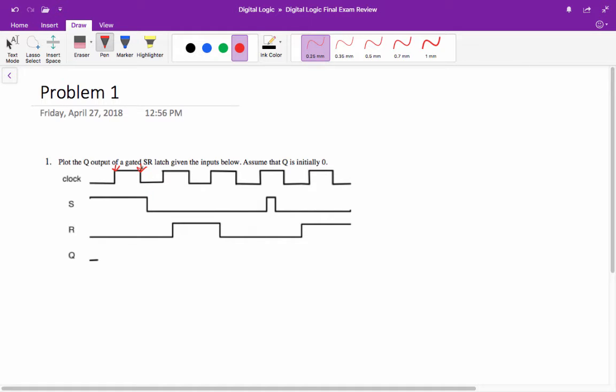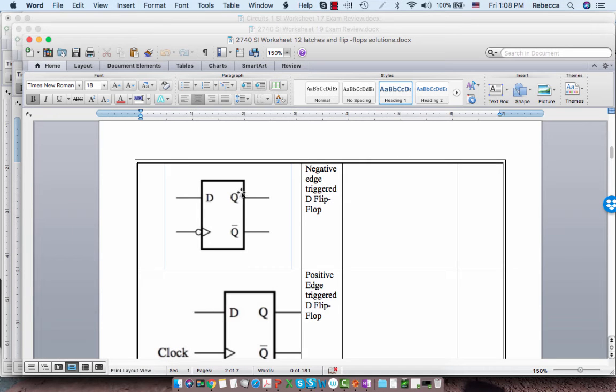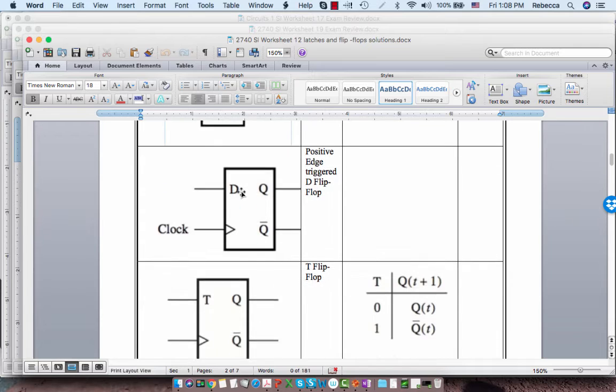So if you have a negative edge-triggered flip-flop, then it'll change at the first negative clock edge, and once it changes, it's going to stay the same until you get to the next negative clock edge. So whatever it is right here at the first negative clock edge, it's going to be that same all the way through. So that's how edge-triggered works. And a positive edge-triggered D flip-flop is similar, except it only changes on the positive edge.